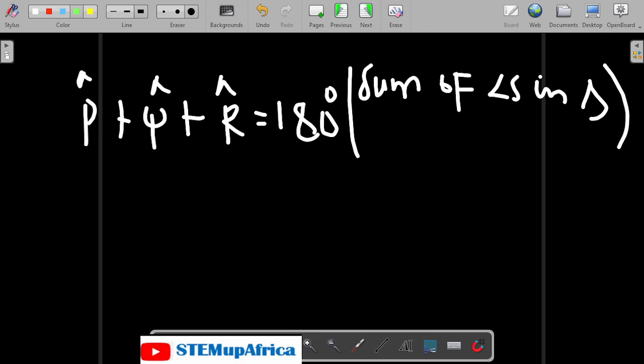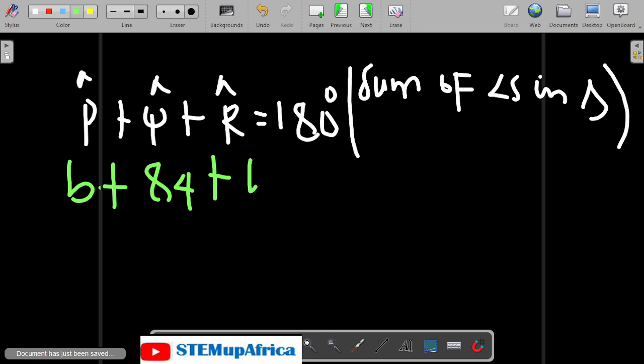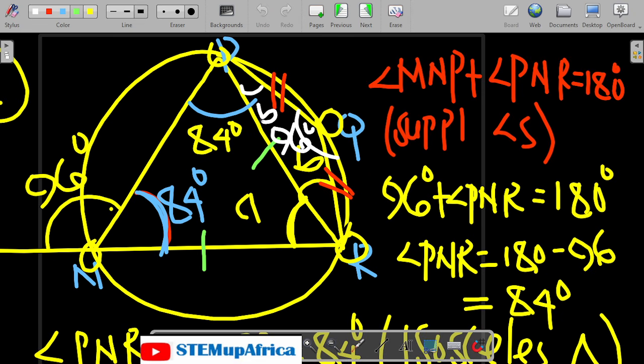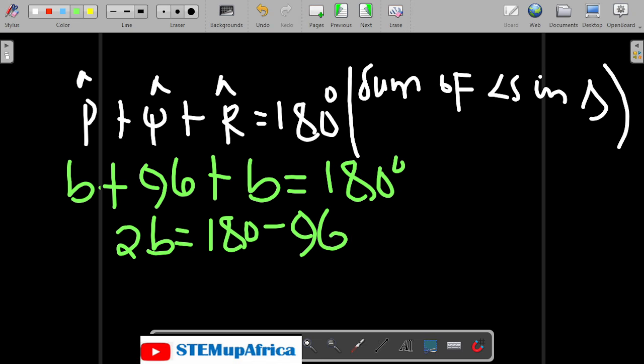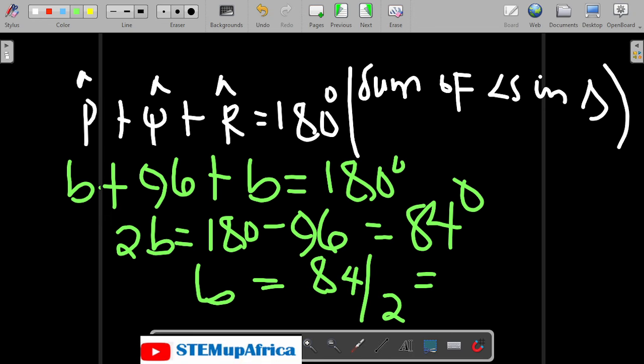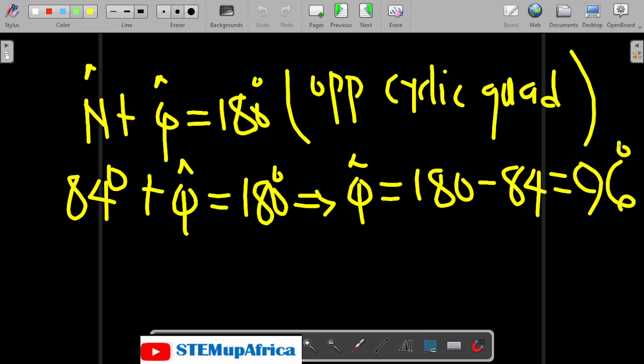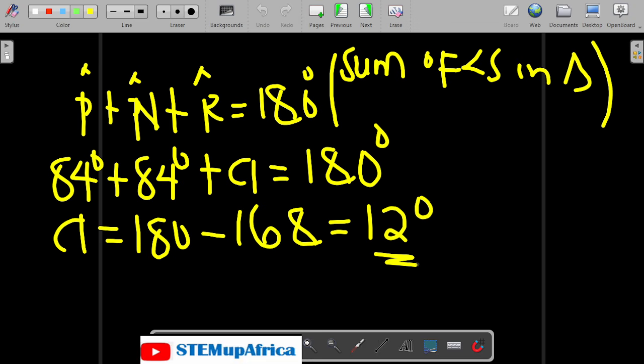So what is the value of angle P? Angle P is B. Angle Q is 96. Sorry, that is 96, not 84. So 96 plus B plus B is equal to 180. If I add up, I have 2B equals 180 minus 96, which gives us 84 degrees. So my B is 84 divided by 2, which is 42 degrees. So the value of B is 42, while the value of A is 12. That is the solution to question 1.